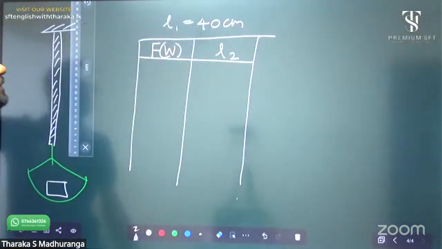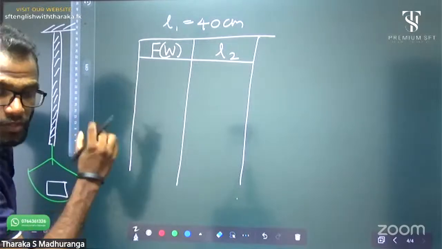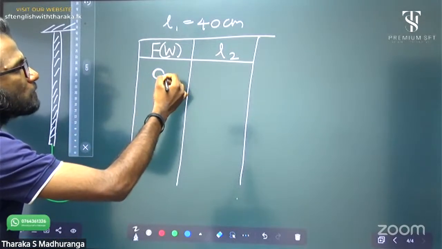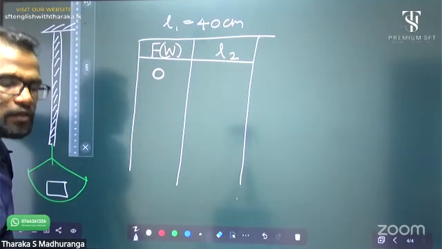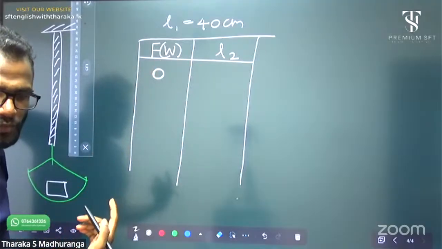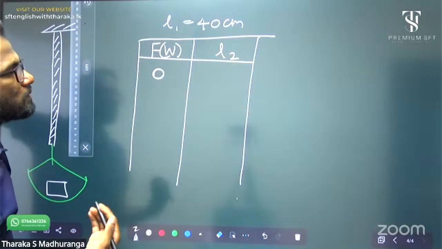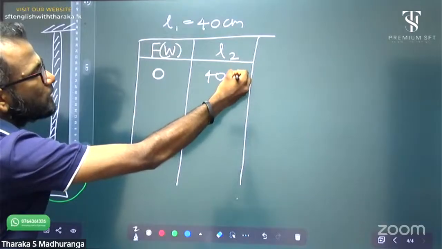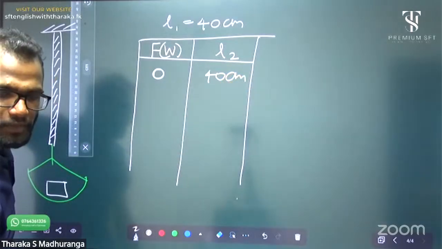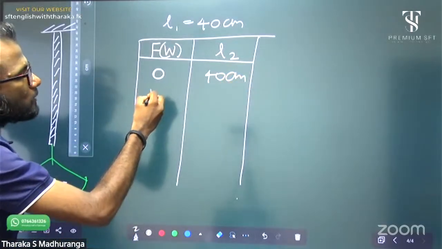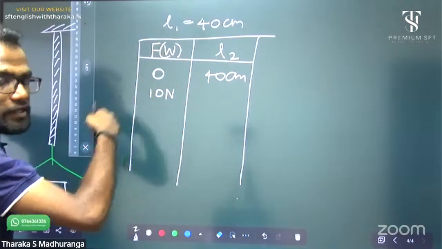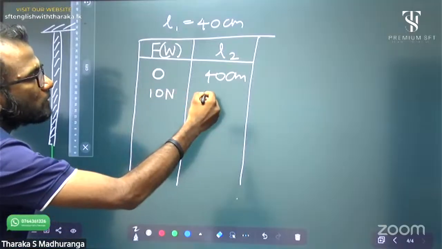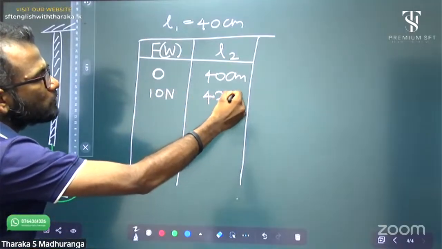Okay, if without any force applied, applied force is zero, what is L2? L2 is 40 centimeter. That means the initial length is 40 centimeter, right? Okay, now I am going to increase up to 10 Newton applied force. 1 kilogram put on this scale plate. Then 10 Newton, think it is 42 centimeter.